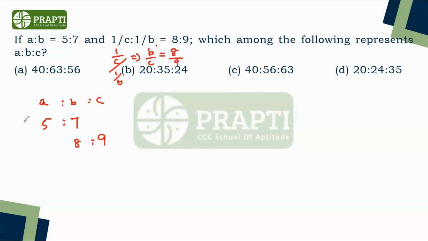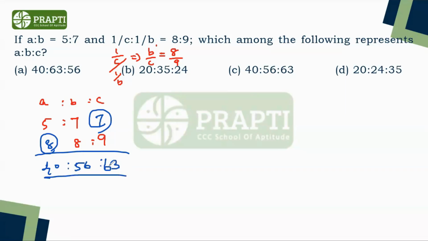So now here you have empty space. Fill this empty space with 7. Here as well, fill it with 8. So 8 5s are 40. 7 8s are 56. And 7 9s are 63. So what's the answer? 40 is to 56 is to 63. Option C is the answer.